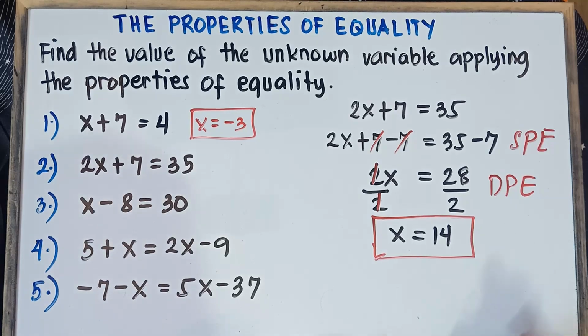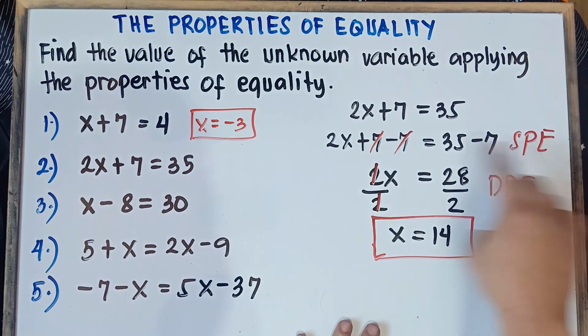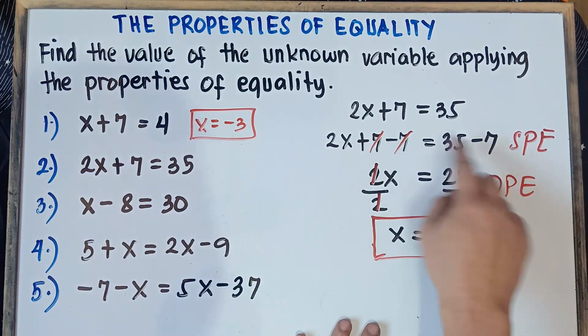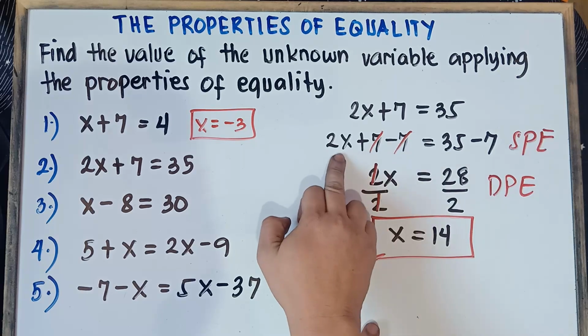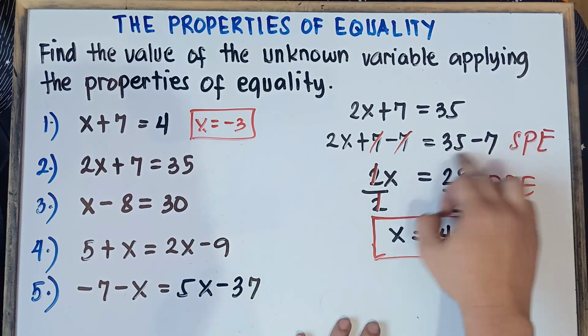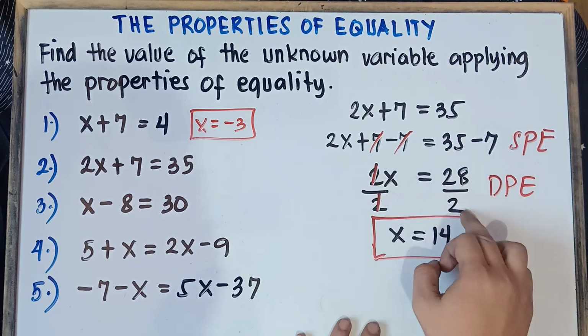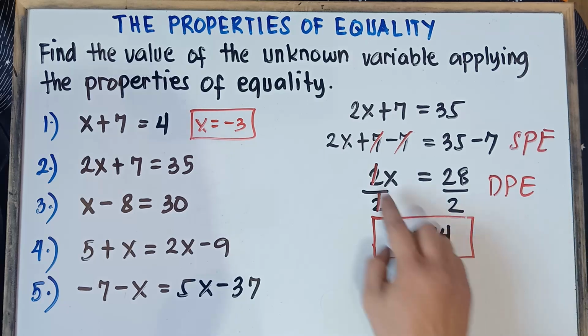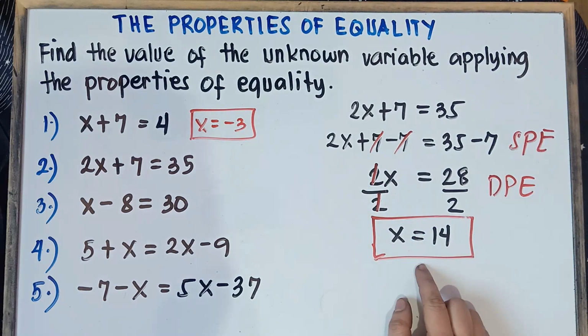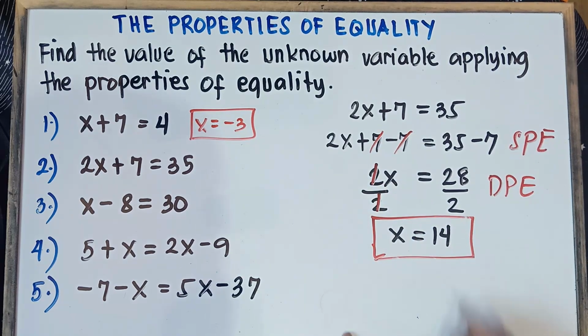So we apply the subtraction property of equality. Subtract both sides by 7 so that we can cancel 7, and the remaining expression will be only 2x. And then 35 minus 7, that would be 28. Divide both sides by 2. And this is what we call the division property of equality. Divide both sides by 2, and the answer would be x equals 14.